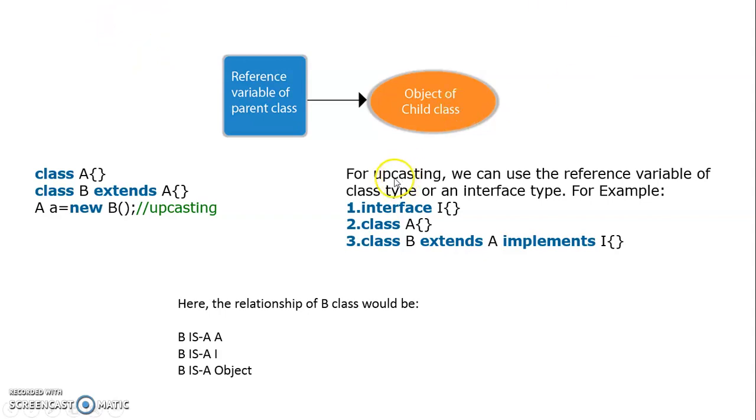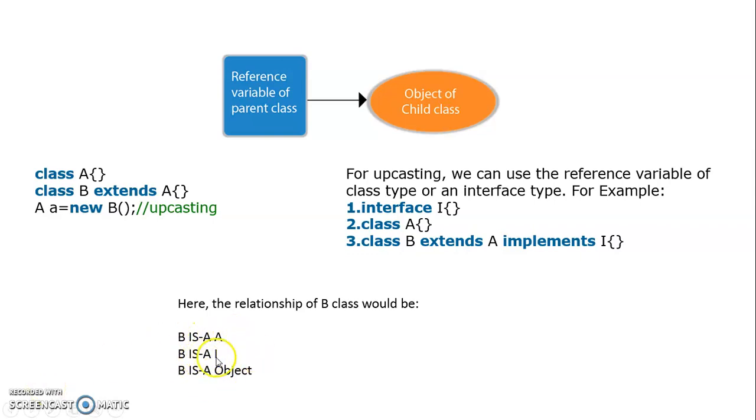Another example for upcasting: you can also use the reference variable of a class type or an interface type. For example, I have used interface I, then is my class A, then B inherits the property of class A, which implements I. So according to this statement, you can say that B is a type of A. It is an is-a relationship which refers to A.